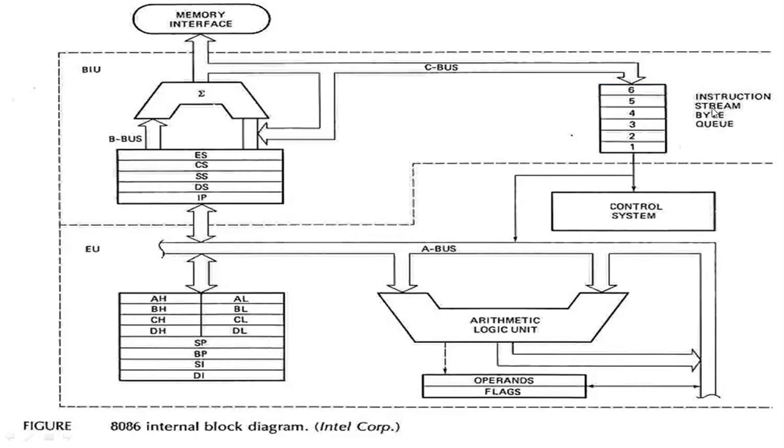And here towards the right-hand side, we have the instruction queue. It is a control bus, it is a B bus, and it is an address bus. We have three types of buses: A bus, B bus, and C bus.